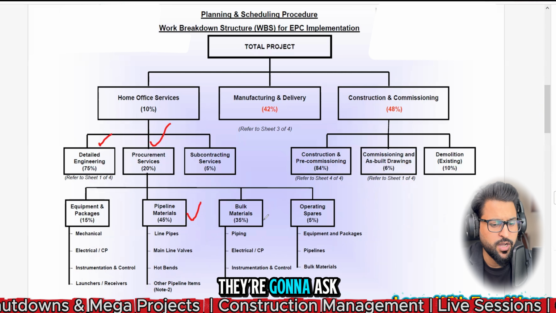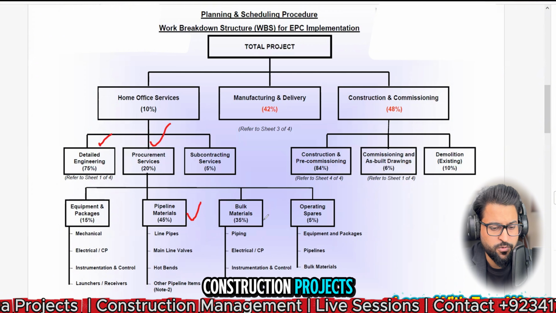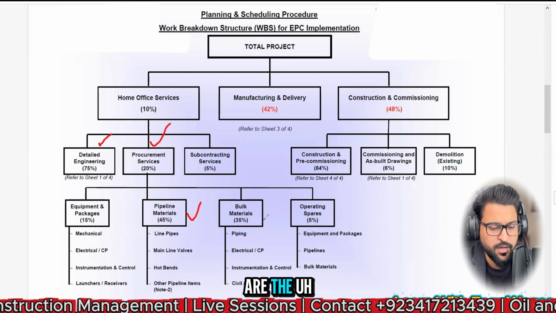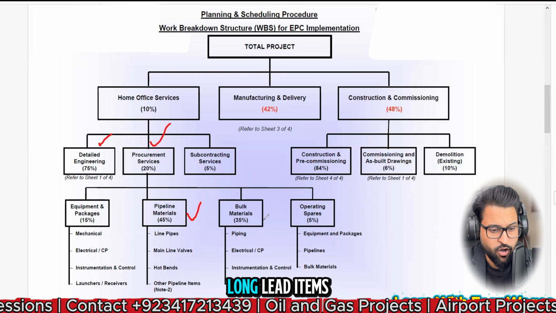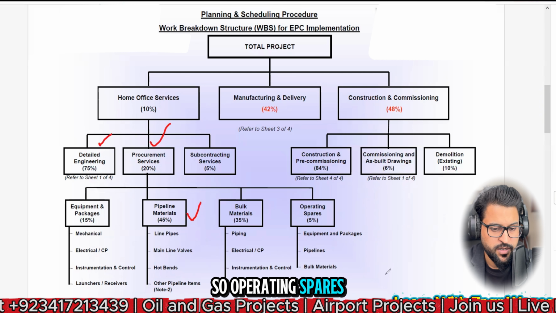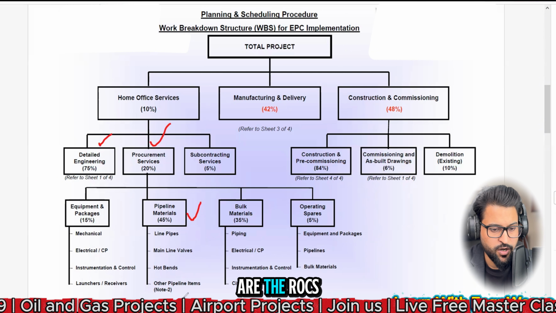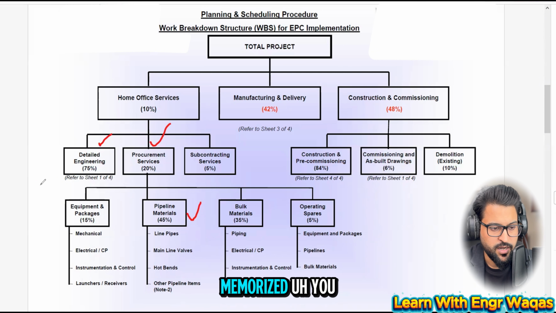In job interviews, they're going to ask you, in pipeline construction projects, please mention what are the bulk material items, what are the major common long lead items, right? So operating spares, these are the things. So what are the ROCs? It should be memorized by you to get success in the job interview, right?